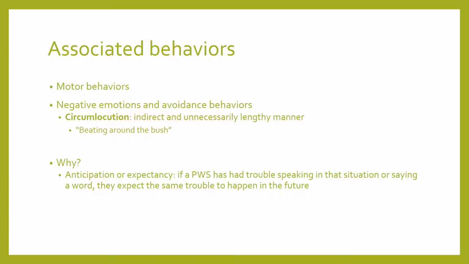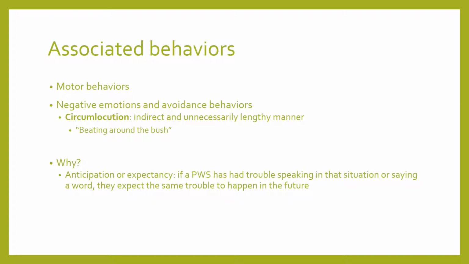As far as the associated behaviors go, we have motor behaviors that I've talked about before. Either we call it pill rolling, where they rub their fingers together. They could be tapping their foot. They could be waving their hand. They could be tapping their fingers. Anything like that. They could also have negative emotions, where they have associated their speech with kind of internalizing other people's views of their speech. So I anticipate that this person is going to think less of me because I stutter, and so I'm going to avoid speaking to other people. I'm going to feel bad about myself. I'm going to feel bad about speaking.